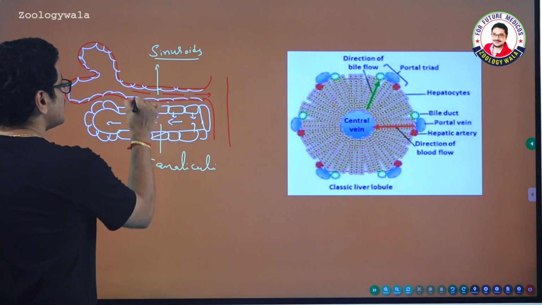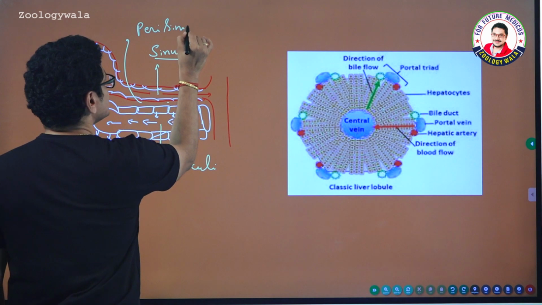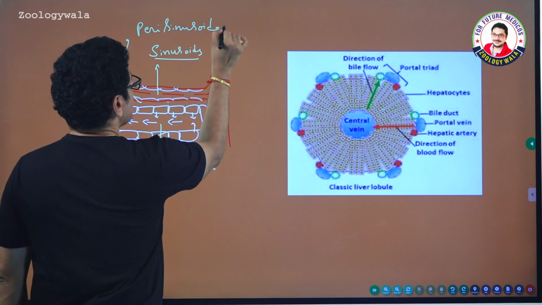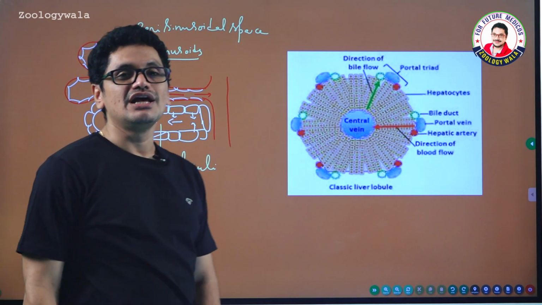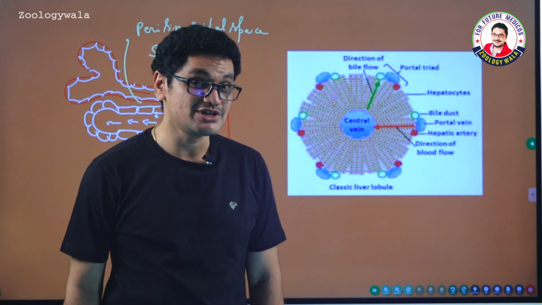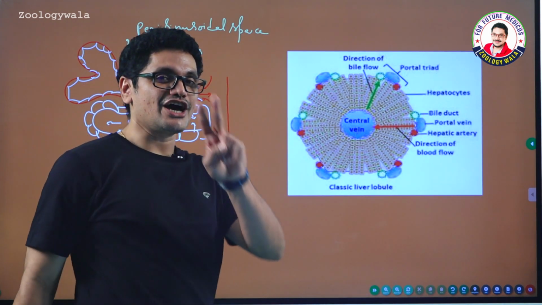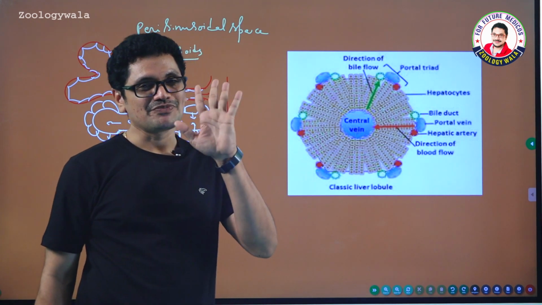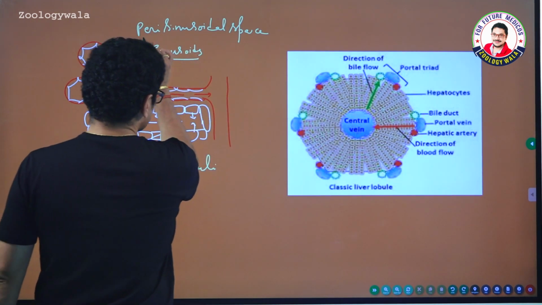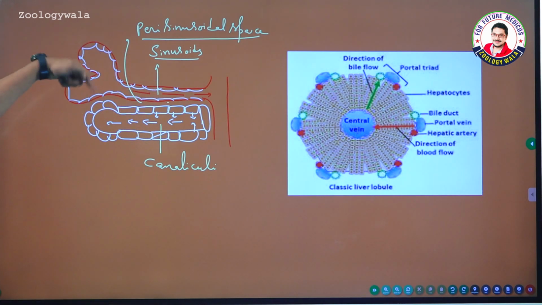And the space surrounded by sinusoids is called perisinusoidal space. This is called perisinusoidal space, which is also called space of, come on, you just find it out. I will tell in my shorts. There are two important spaces here, space of Mall and space of Disse. I will tell, and this is the perisinusoidal space. Sinus is surrounded by a space called the perisinusoidal space.